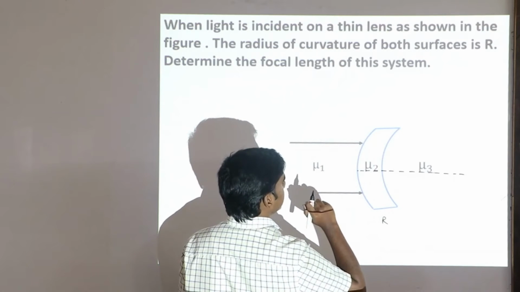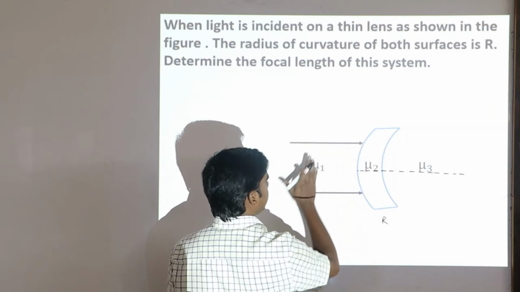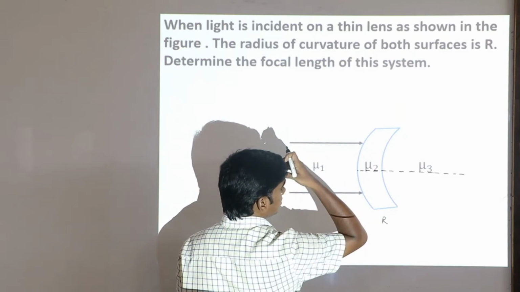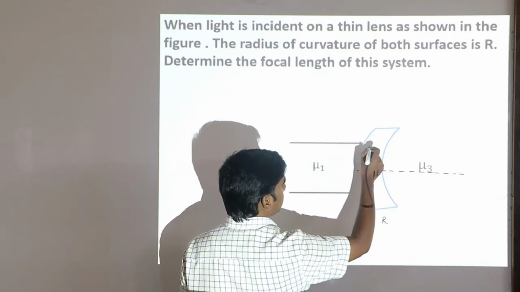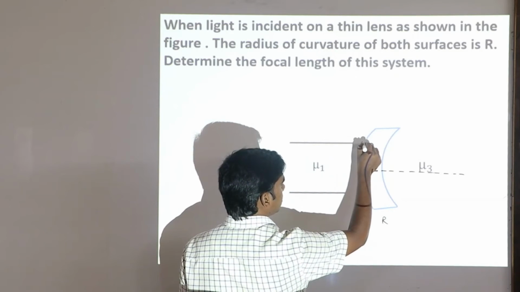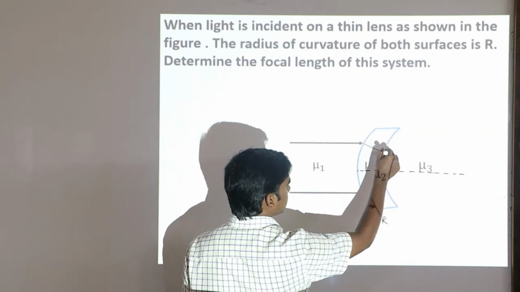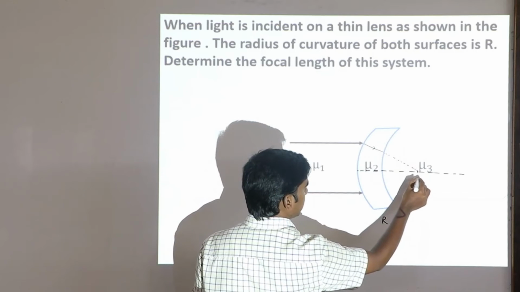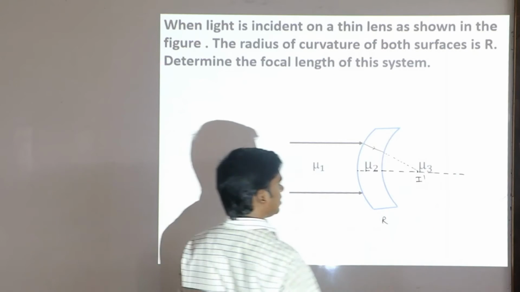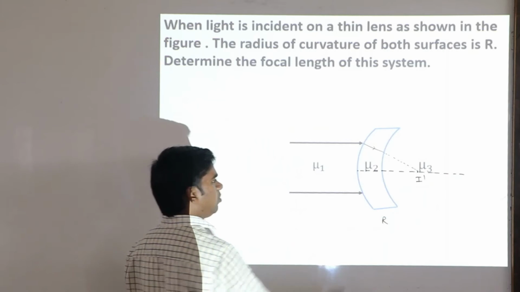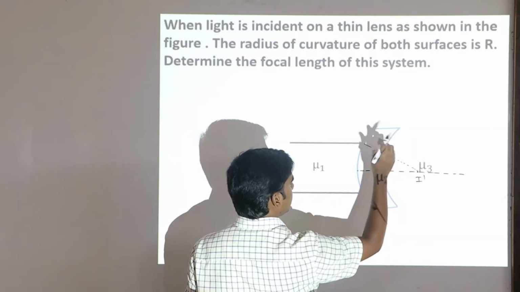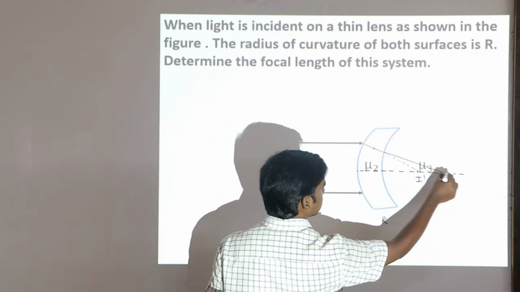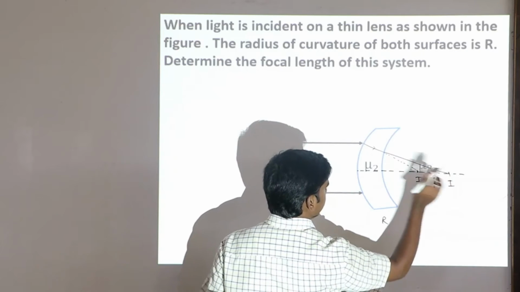Now, at the first surface, if light is coming from infinity, it goes from rarer to denser, so it will deviate towards the normal since it is convex. It will deviate like here, somewhere here. If this surface were not there, it would have come here. I will call it I dash. But there is one more surface, and it is concave, so it will deviate away from the normal. Now it will come somewhere here. So this is your actual image.